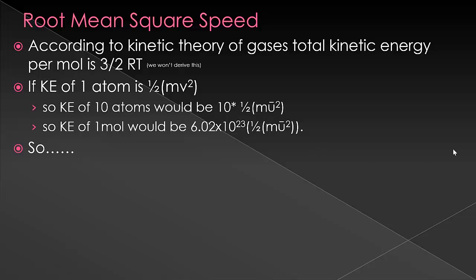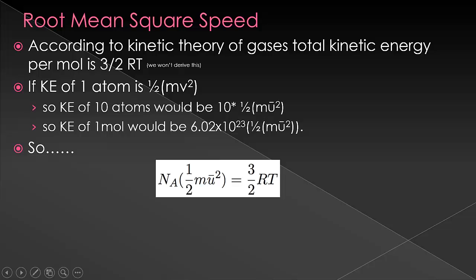So this gives us the kinetic energy of a mole. We can set these equal to each other. So here I have Avogadro's number times the 1/2 and the root mean square speed squared, and then the 3/2 RT.